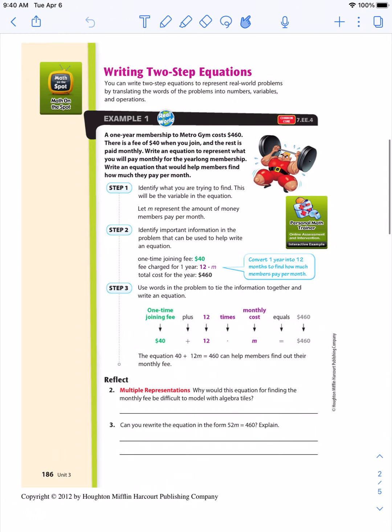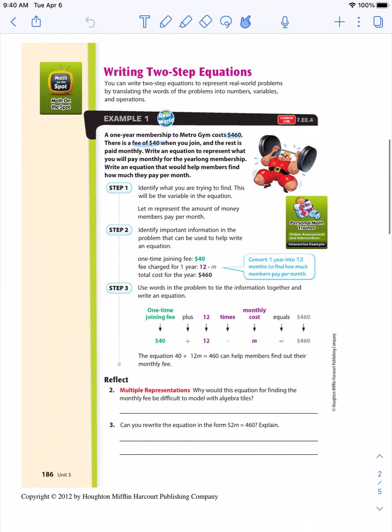Okay, so we know in a year you're going to pay $460. But there's a fee of $40 when you join. That's a one-time fee. We're trying to find how much they pay monthly. Remember, there are 12 months in a year. So 12 times whatever they pay monthly, plus that one-time fee of $40, is going to equal 460.